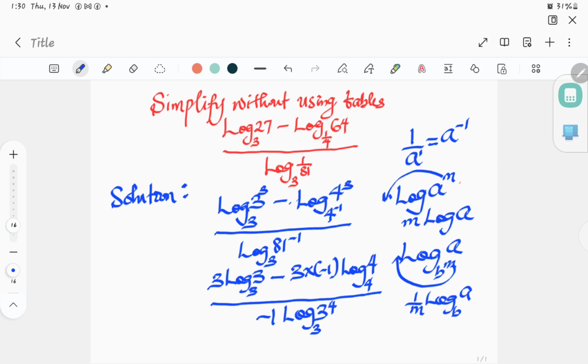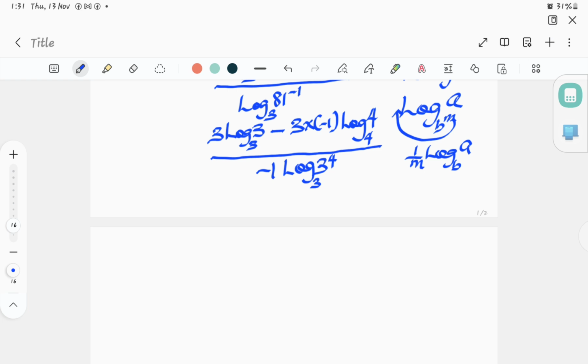Now having done that, we can proceed as follows. So we can say this is equal to, now log 3 base 3, from the law of logarithm, log a base a is equal to 1. So that means log 3 base 3 is 1. 1 times 3 is going to be 3. Negative 3 times negative 1 is going to give you positive 3.